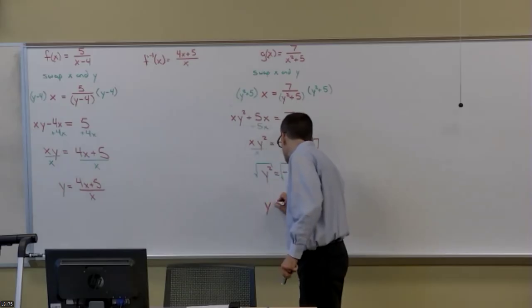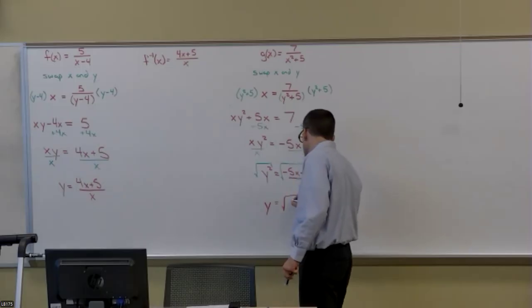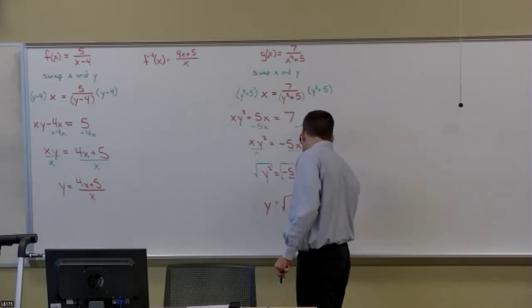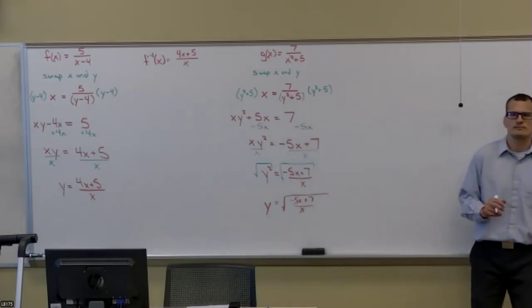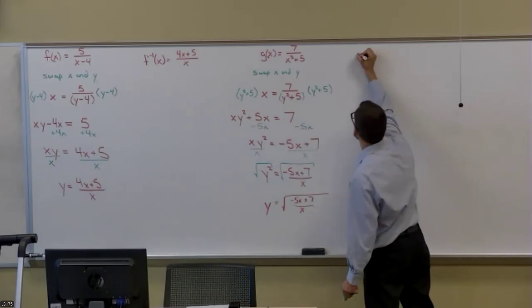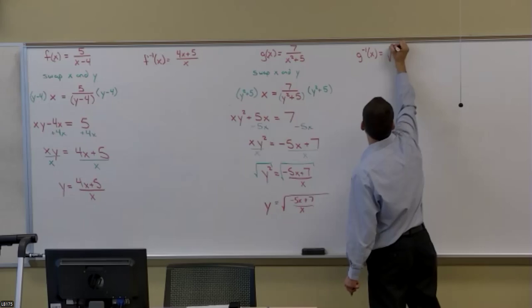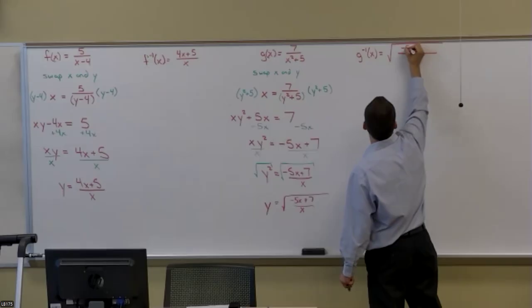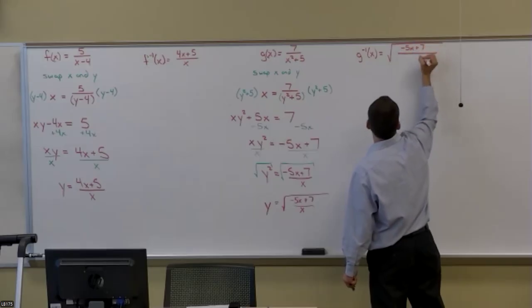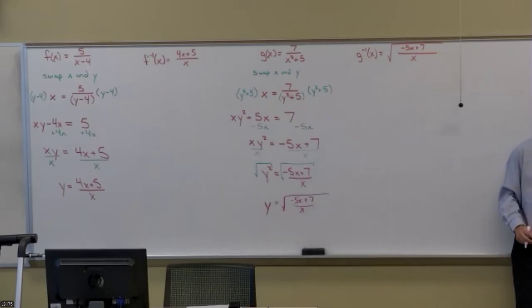And if I do that, I get y is equal to the positive square root, or I could have also done a 1/2 power, of negative 5x plus 7 divided by x. And that means the inverse function of g is the square root of a fraction whose numerator is negative 5x plus 7 and whose denominator is x, or some algebraic equivalent of that expression.